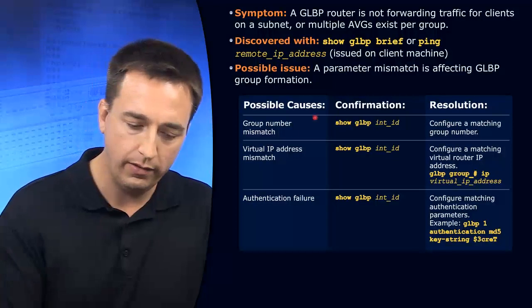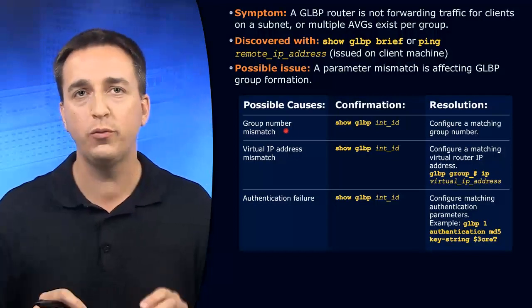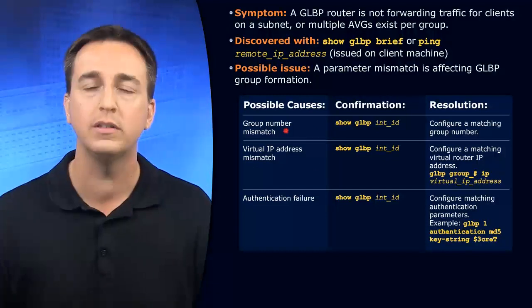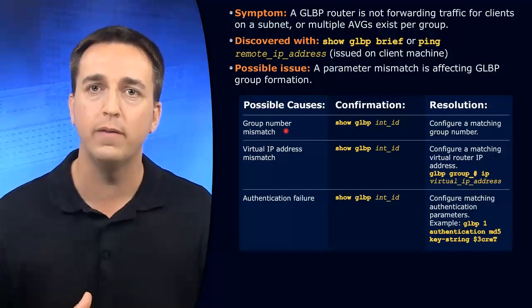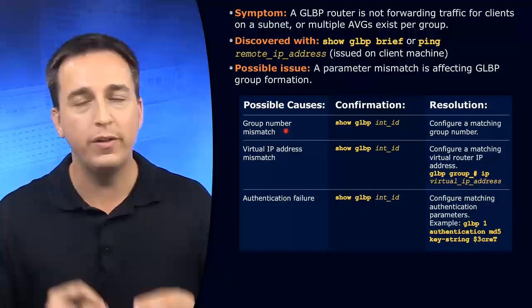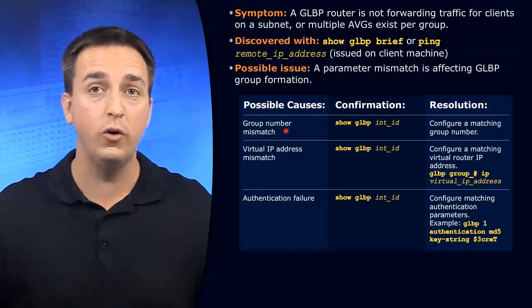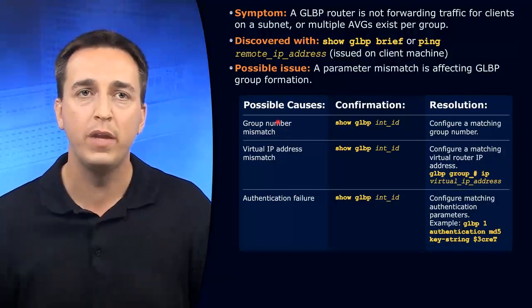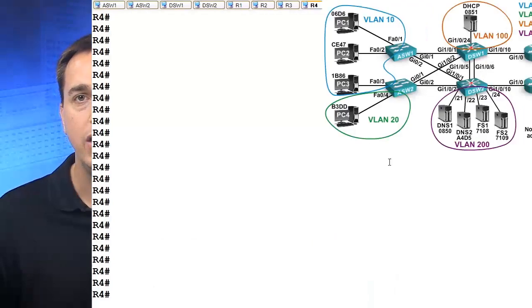When we analyze our group numbers, it's really important to realize that the group number identifies those routers that are going to work together as a virtual default gateway. And so therefore, if they're not configured for the same group, they're not considered to be part of that same virtual default gateway. So you want to be able to verify the group numbers.